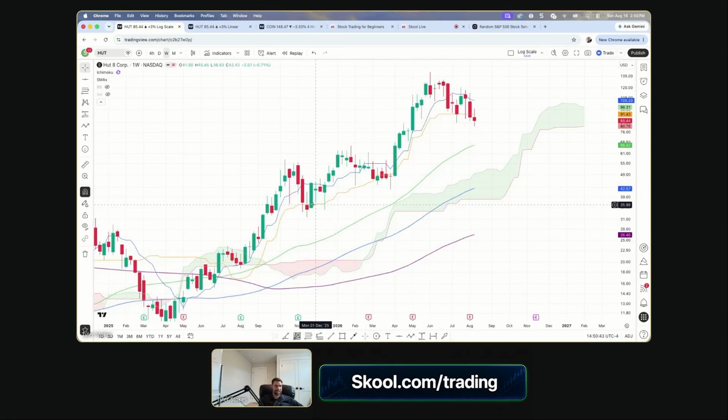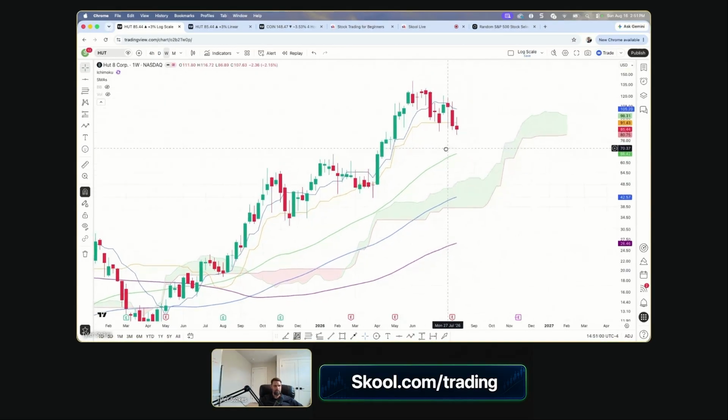We can see that in the past, this stock has come back to the baseline, and that was all it needed for continuation. It never got back to the 50-week moving average. It never touched the cloud. If we were anticipating that in these higher lows, then you would have missed out. Something to keep in mind.